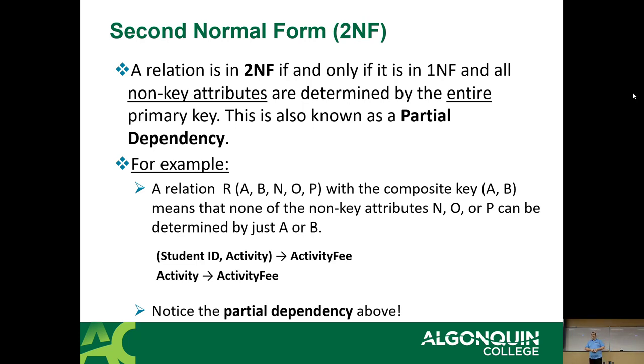Okay. How many of you have kids? How many of you have put kids in daycare and or summer camp? I've done it. God, it cost a lot of money. It costs the same price for my kids as it did for my neighbor's kids. Therefore, it's not my kid that determines the price of the fee. It's whatever camp they're being put in that determines the cost of the fee. Therefore, the student ID doesn't determine the fee, just the activity. Therefore, that's known as a partial dependency. That attribute or piece of data only depends on part of the key. In other words, it only depends on part of the determinant.